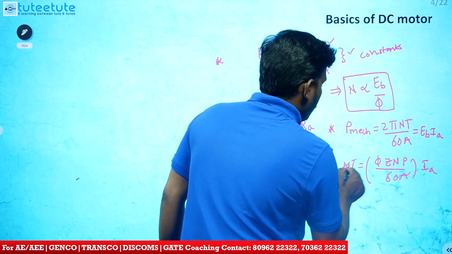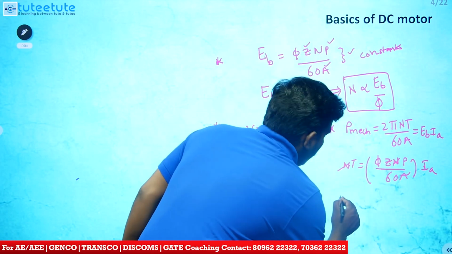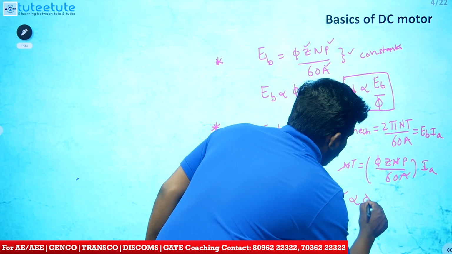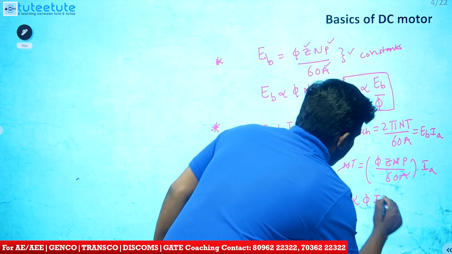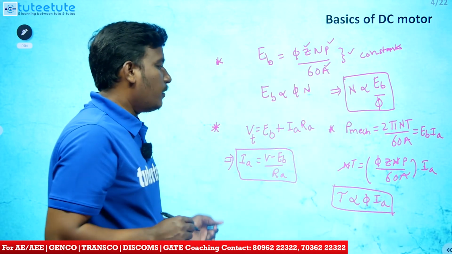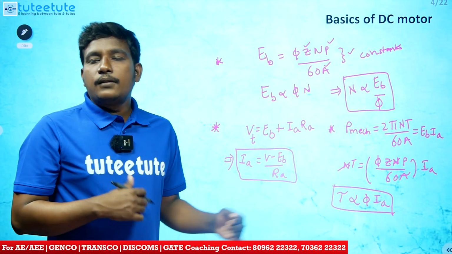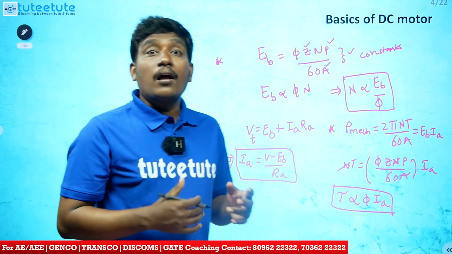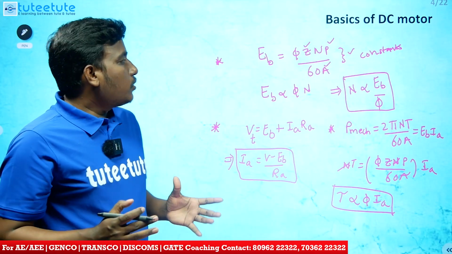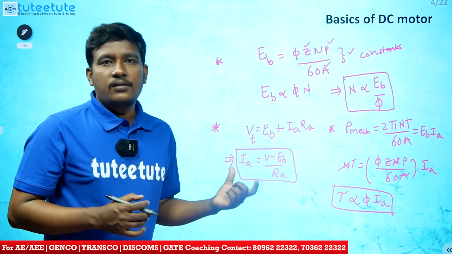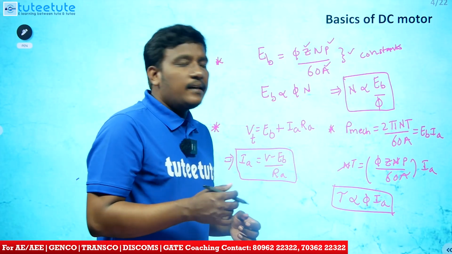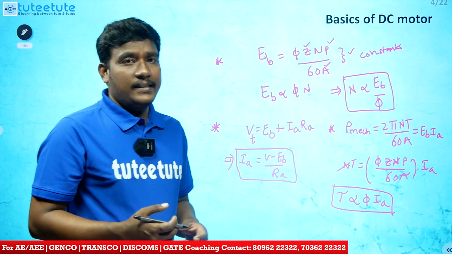Okay, this n and this n get cancelled, and torque can be written as directly proportional to flux and armature current. This is important. Whatever I highlighted in the boxes, these formulas we are going to use for the analysis of DC drives in our upcoming sessions. Is it clear? I took just basic equations, and from those I derived the different relations for our analysis of DC drives.